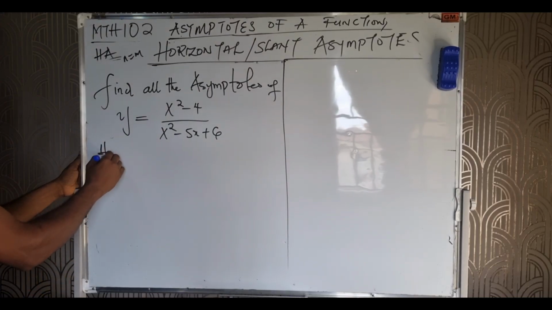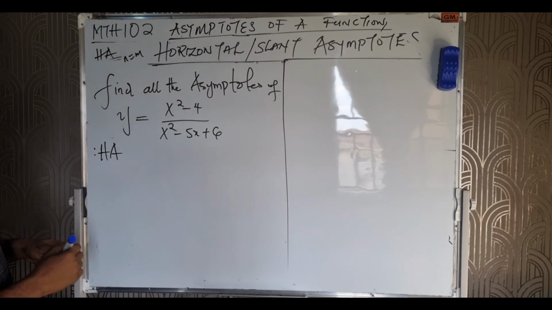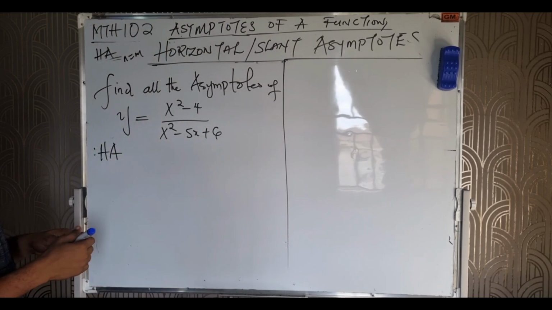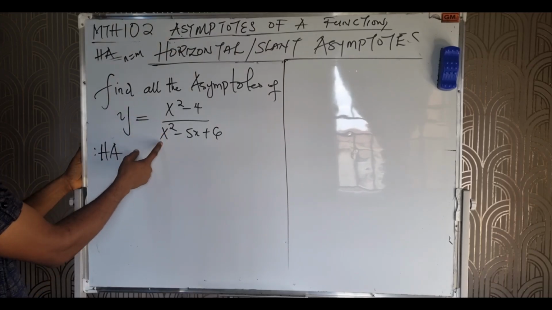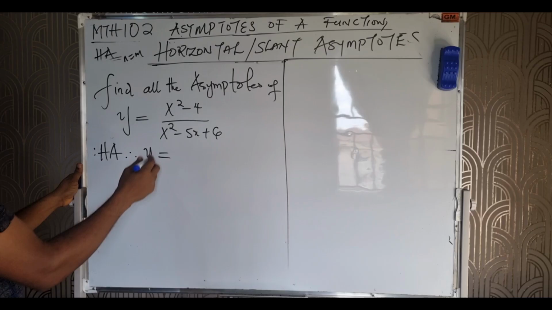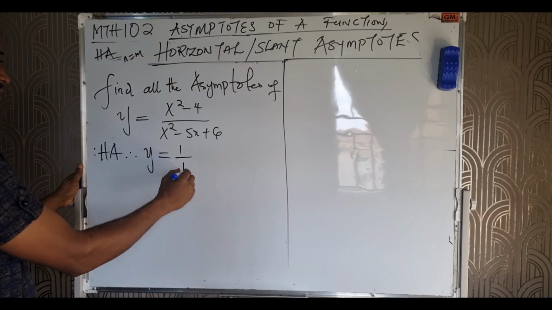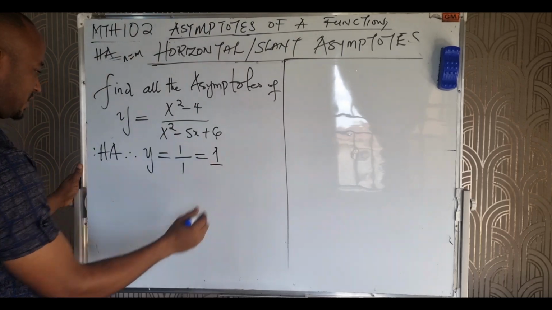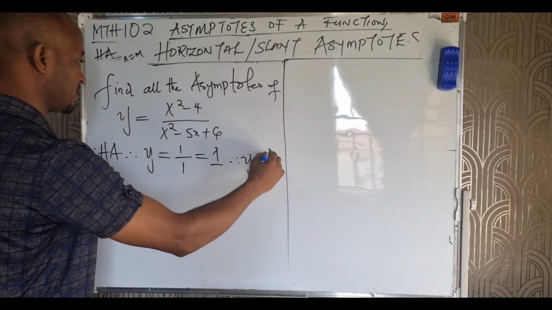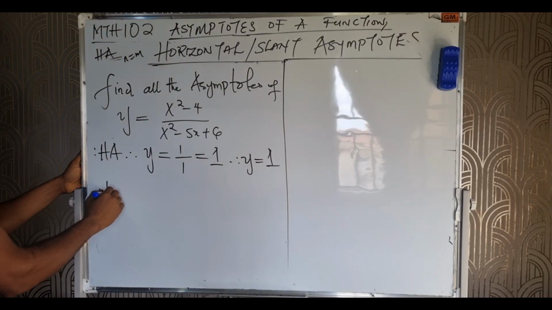Okay, so let's look at the horizontal asymptote first. For HA, what do you notice here? The degree of the numerator here is 2. The degree here is also 2. Are you there? Since the degree here and the degree here are the same, our HA occurs at y equals the coefficient of this s squared, which is 1, over this, which is also 1. 1 over 1 is equal to what? 1. So HA occurs at y equals 1. But let's verify if there is a vertical asymptote.